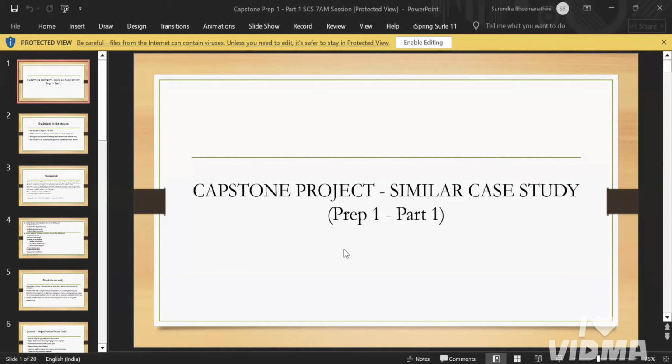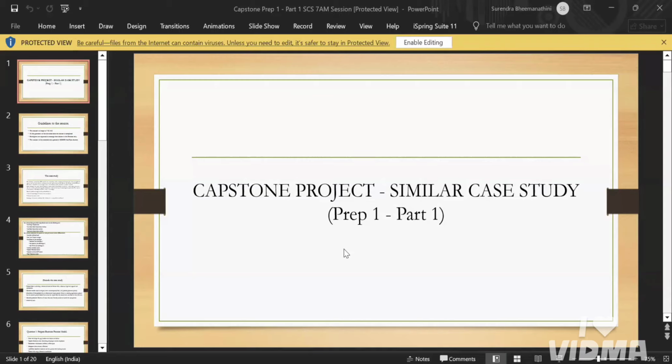So I'm here to explain about the Capstone project, the case study. In Capstone projects we have around six stages, three preps. Prep one has three parts: part one, part two, and part three, and prep two. And in prep three we have two parts, part 1 and part 2, right? So for today I am explaining about prep 1 part 1.